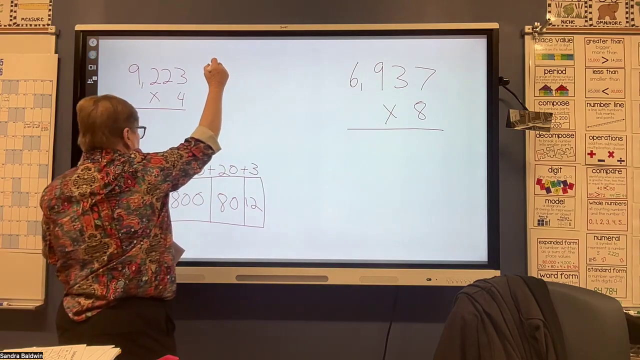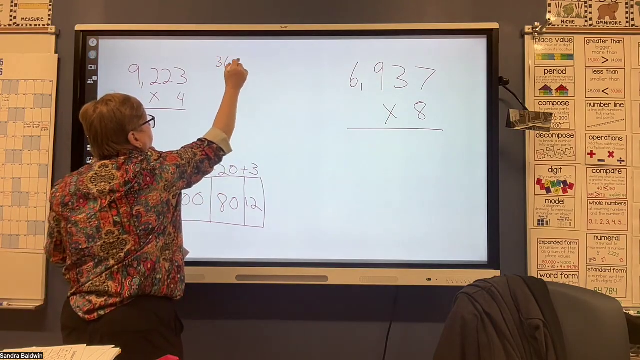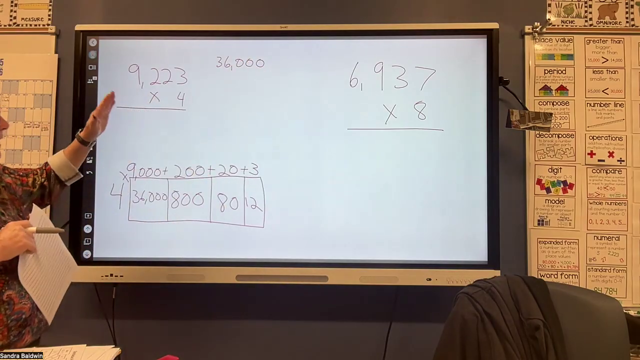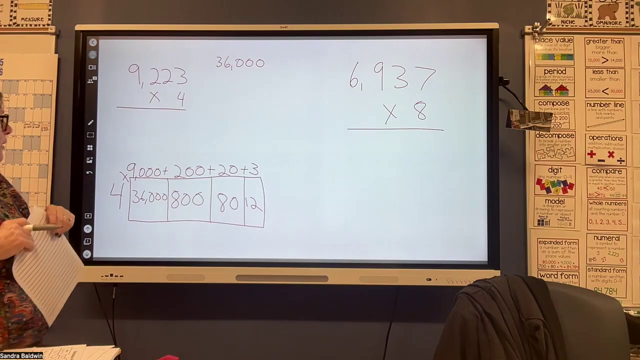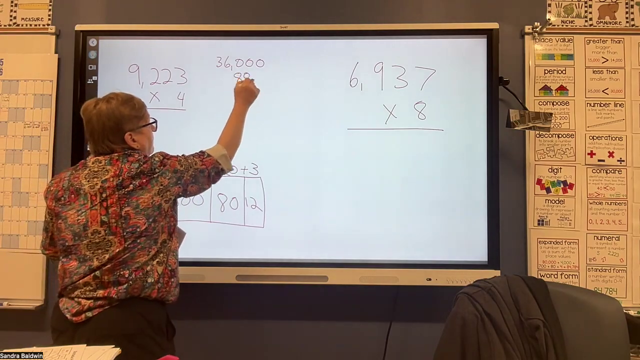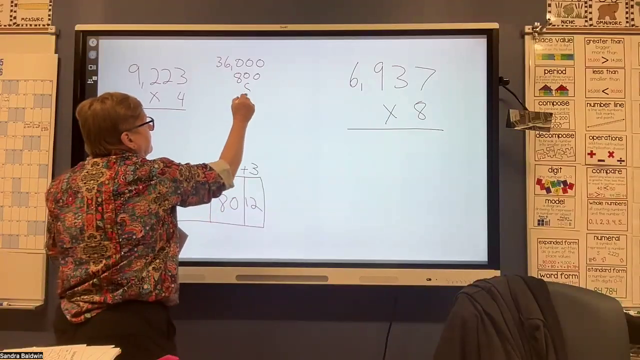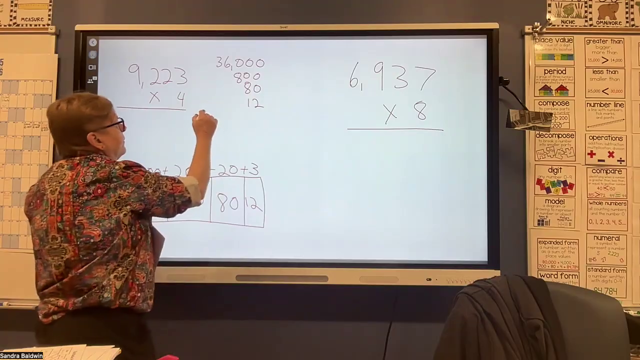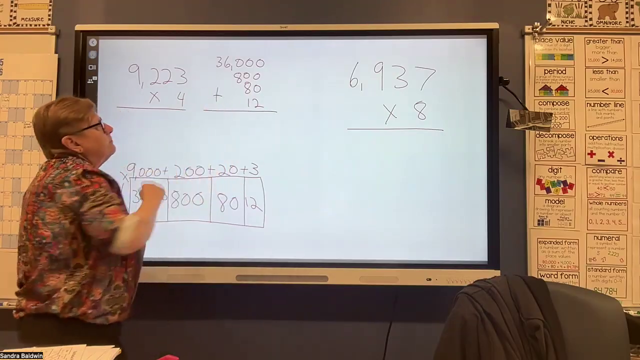Going up here, I'll say, okay, 36. The comma is important because it allows you to line up everything in the right place value. You don't want to get this far and then miss it because you didn't line up your ones with the comma.